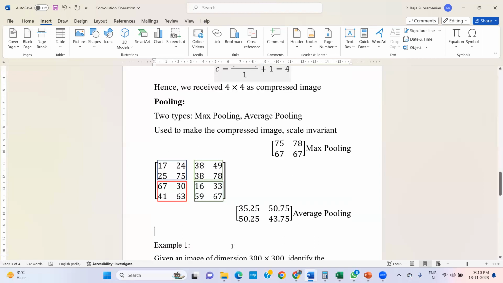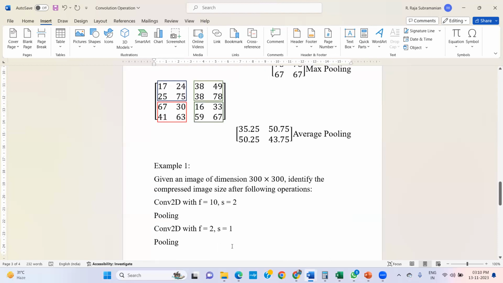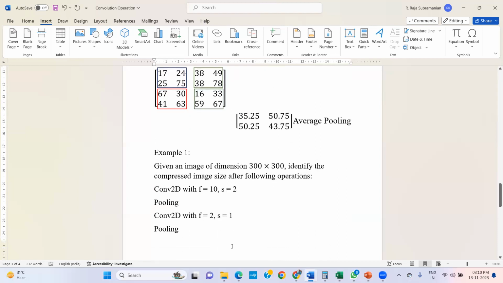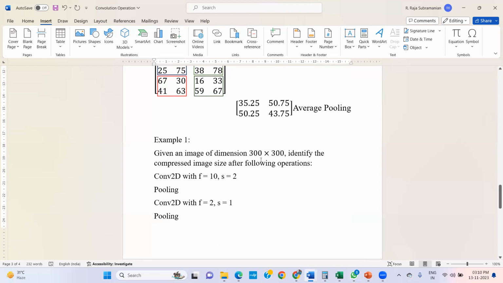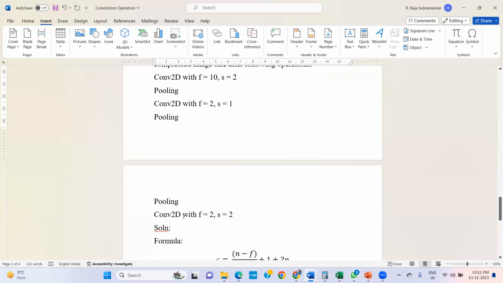So this is all about convolution and pooling. Let us go with an example of how convolution and pooling work in real-time representations. Assume I have a 300 cross 300 image, a big image, again square. For this image, I want to do a convolution 2D operation with filter size 10 and stride 2, followed by a pooling operation. Then again a convolution 2D with filter 2 and stride 1, followed by pooling, and again pooling. Then I want to do a convolution 2D with filter size 2 and stride 2.